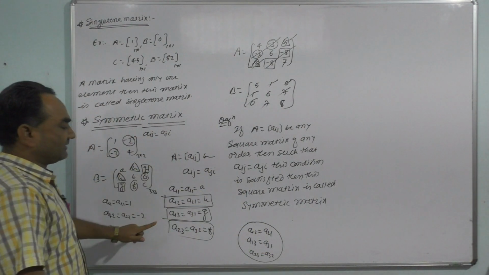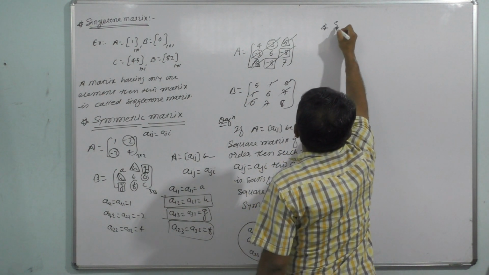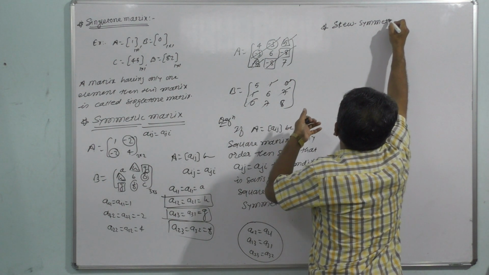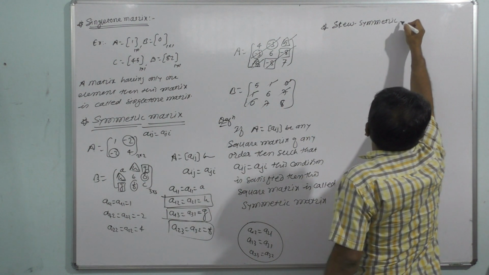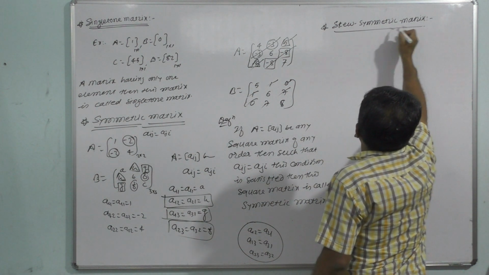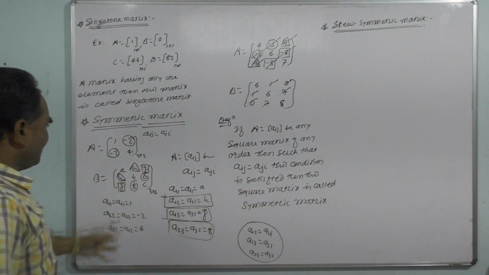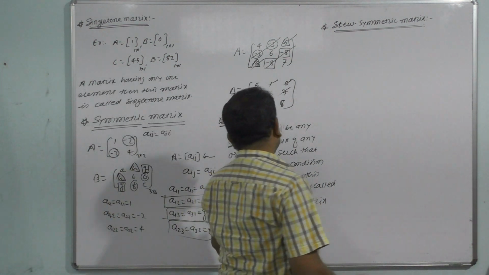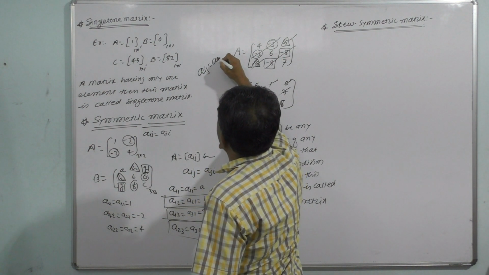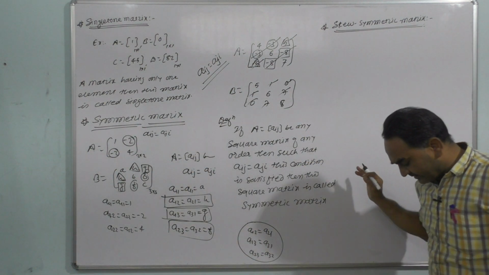This is a symmetric matrix. Next, the skew symmetric matrix. What is meant by skew symmetric matrix? Same as symmetric matrix, where Aij is equal to Aji, this condition is satisfied. First, the given matrix is a square matrix.